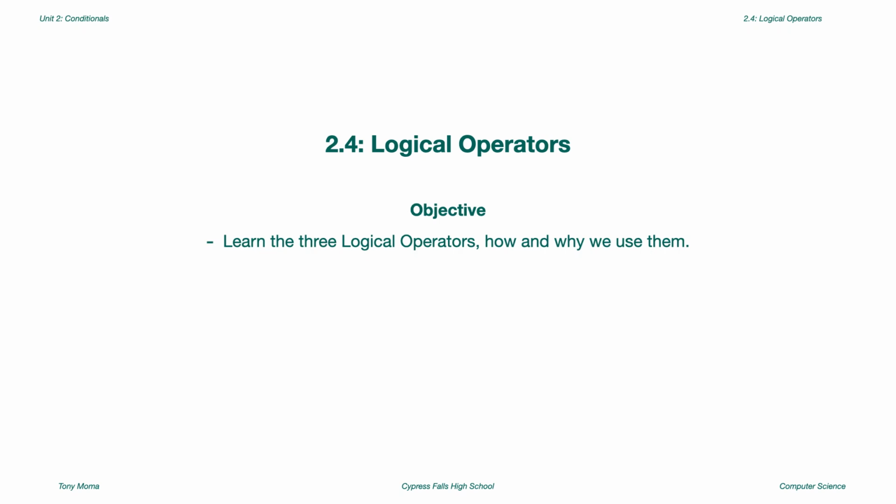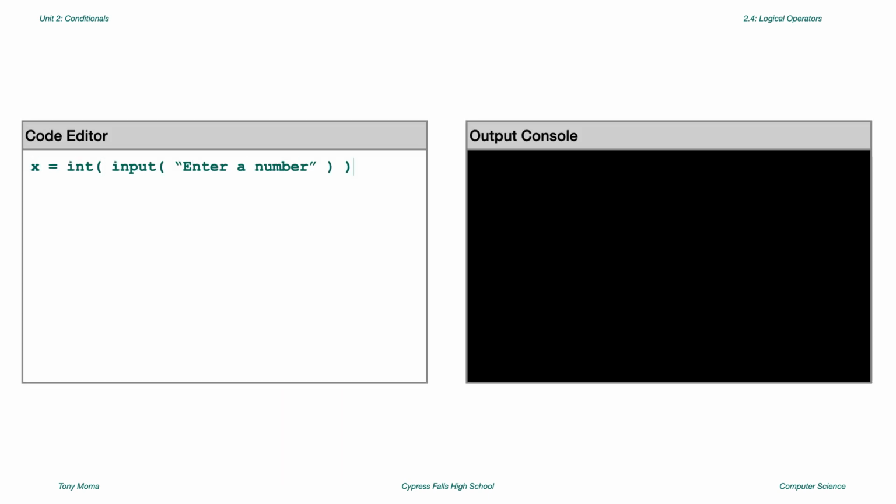Logical operators. In this video, we will learn the three logical operators and how and why we use them. Suppose I write a program that asks the user to enter a number, and I want to determine if that number is between 1 and 5. If it is, it'll print so, and if not, it'll print that as well.